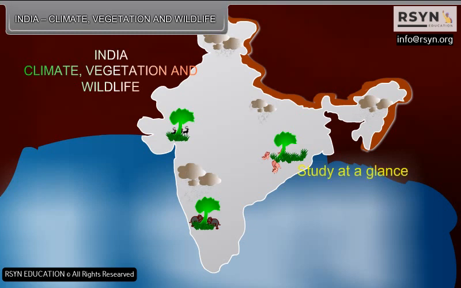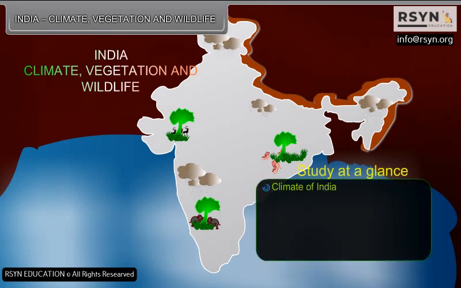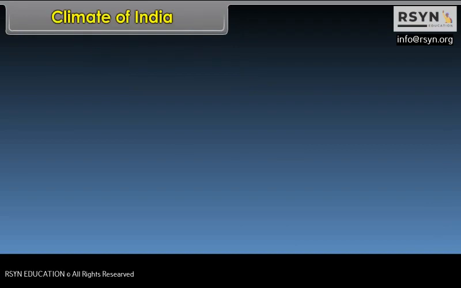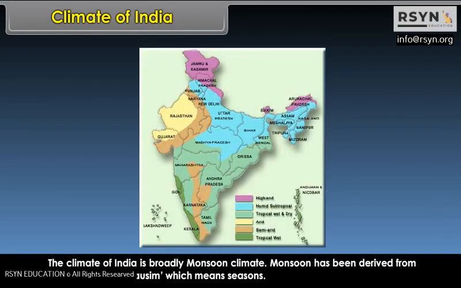Study at a glance. Climate of India. Seasonal distribution. Natural vegetation. Wildlife. Conservation of forests and wildlife. Climate of India. The climate of India is broadly monsoon climate.